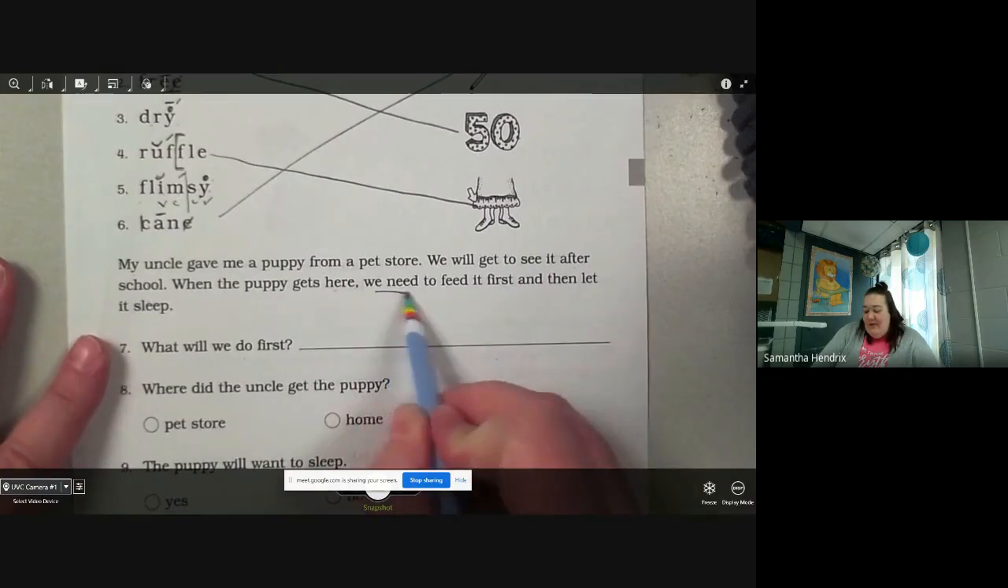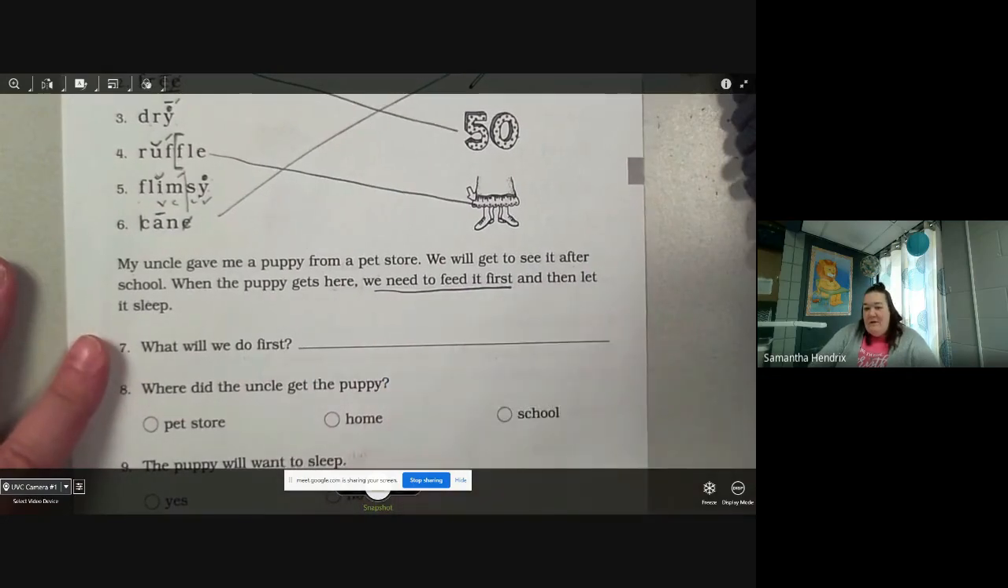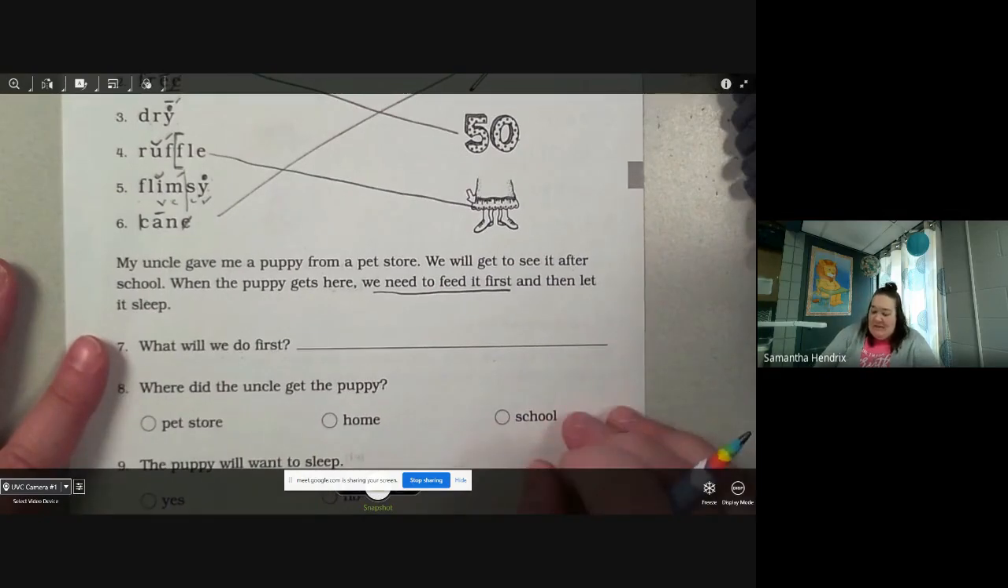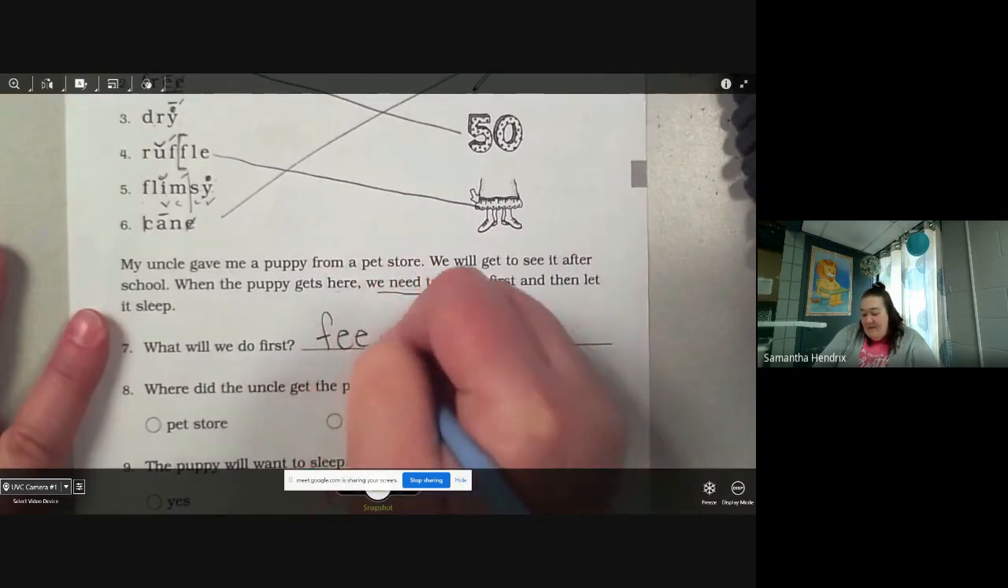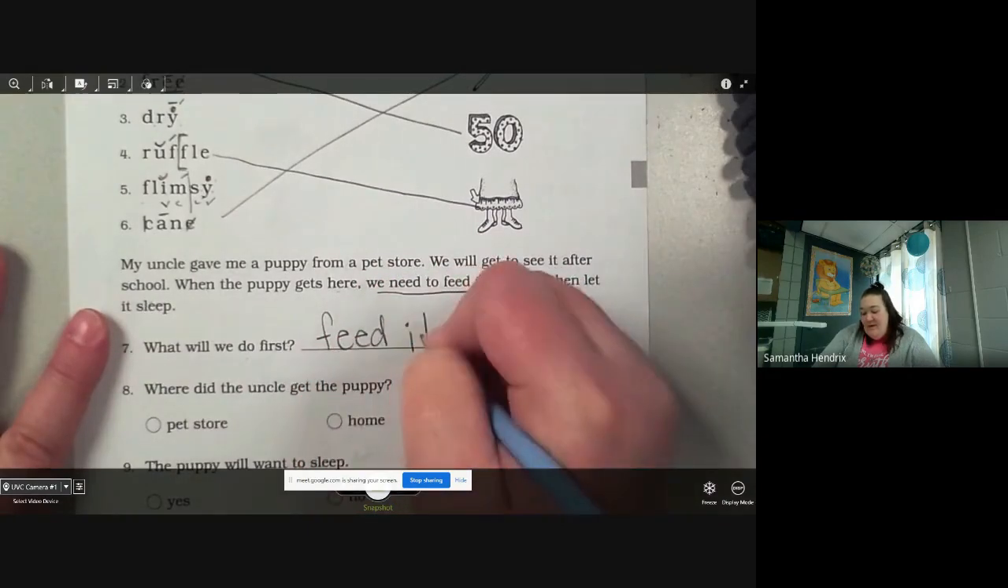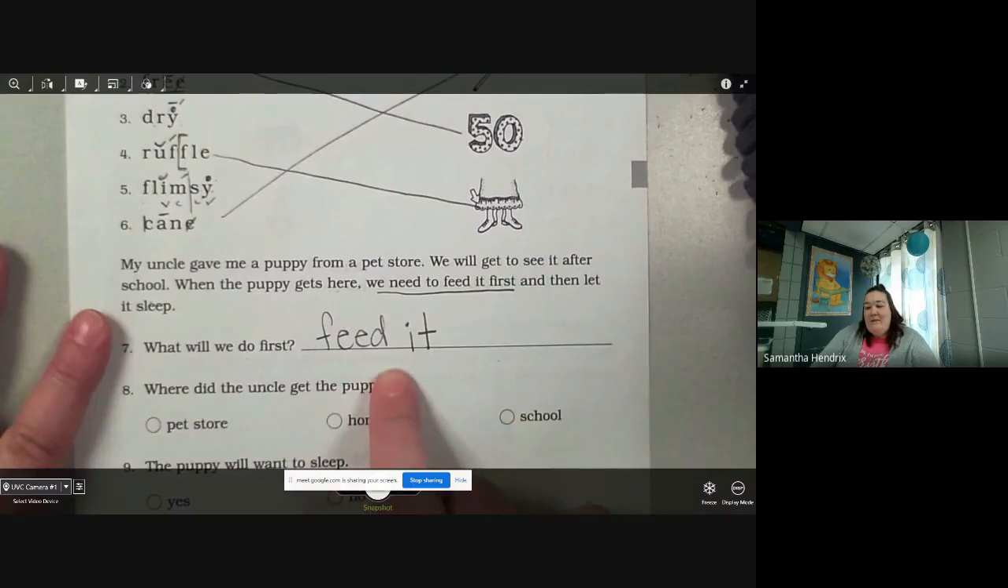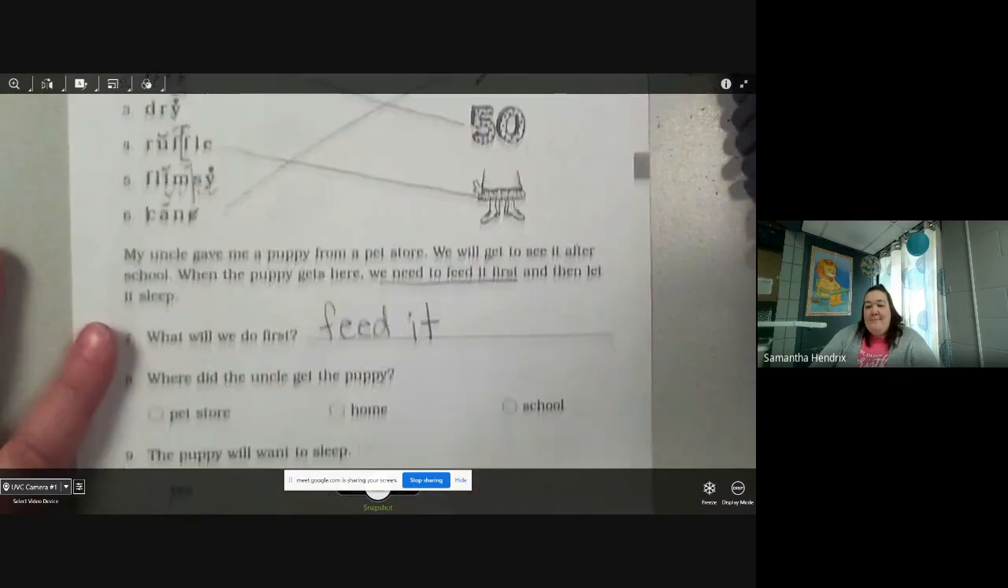We need to feed it first. So I'm not going to make you do a complete sentence. We're just going to put feed it. And remember, it's a phrase. It's not a complete sentence, so we don't need to capitalize, okay?